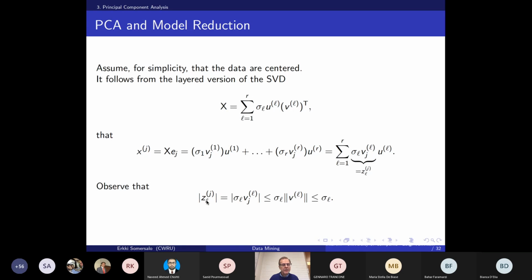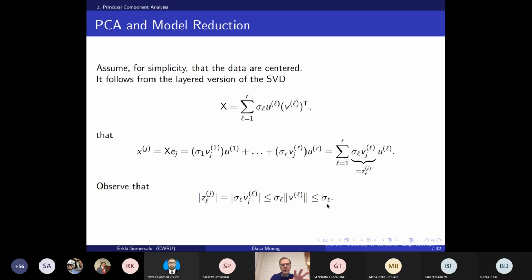The important thing is that the lth principal component of any data vector is bounded from above by the lth singular value. So these principal components cannot be arbitrarily large. They are bounded by the singular values of the data matrix X. That gives us another view of what these singular values are. They are somehow measuring the size of my data. So this is an important upper bound. And why is this important?